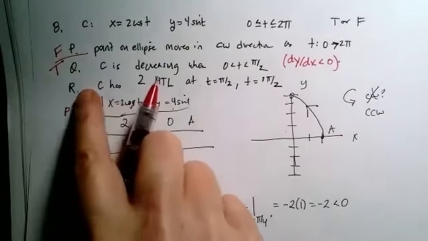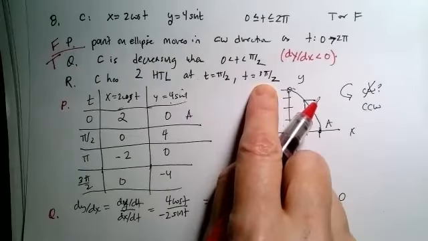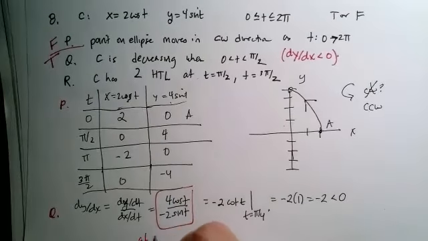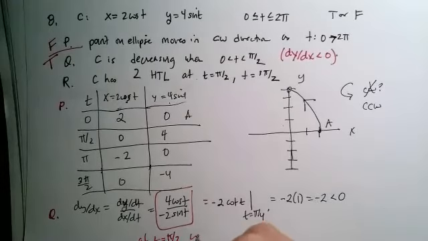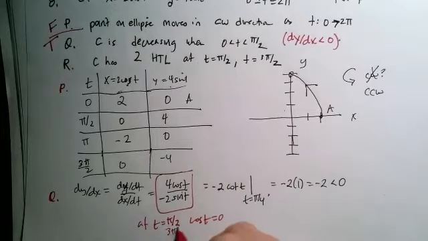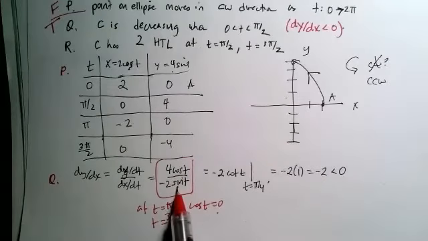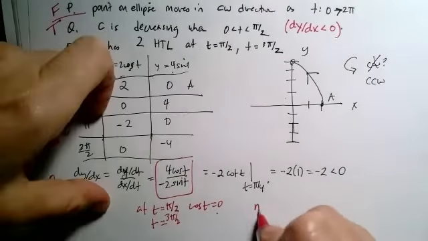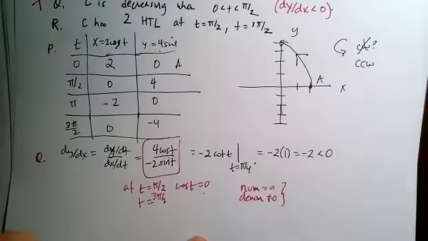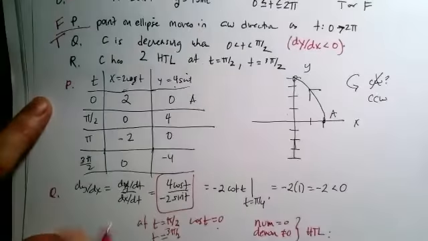Okay, the last question is R. C has 2 horizontal tangent lines at t equal pi over 2 and t equal 3 pi over 2. Well, you can just look at that. Is that true or false? You're going to have that cosine of t is 0 in both cases, right? That's true, right? If the numerator is 0 and the denominator is not 0, what does that give us? Horizontal tangent line, right? So this is true also.